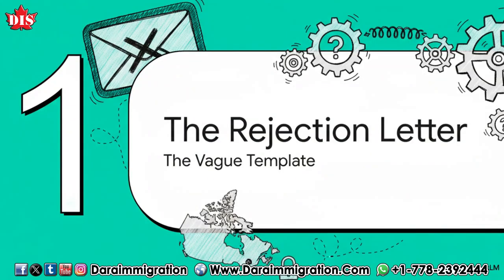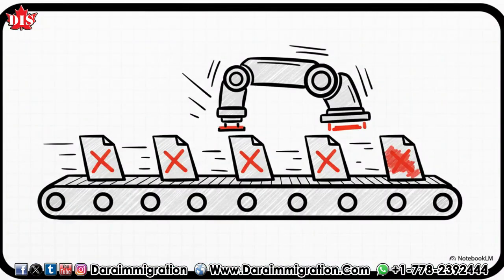Okay, first things first, let's talk about that letter you got in the mail. You have to understand that it is not the whole story, not even close. It's a template, and honestly, it's designed to be generic. A big reason for this is an internal software system that IRCC uses called Chinook. Now, it's designed for one thing: speed. It helps officers process a huge volume of applications in bulk.